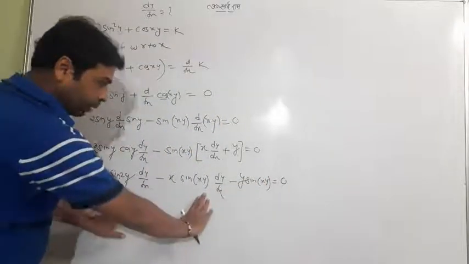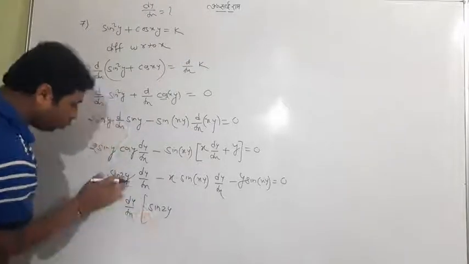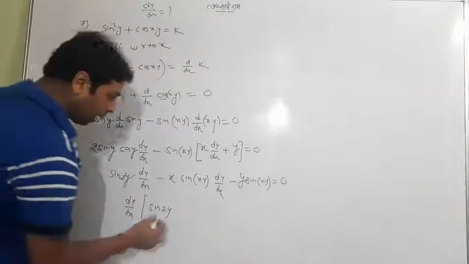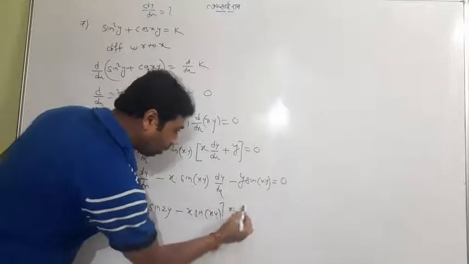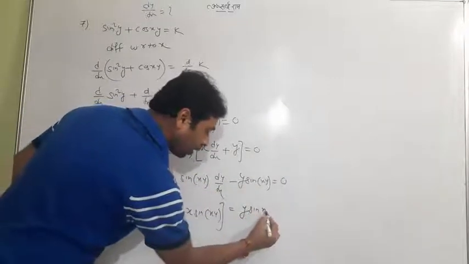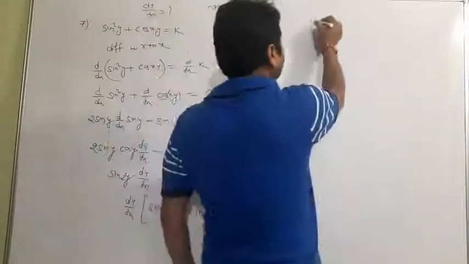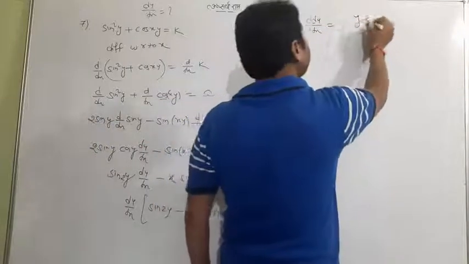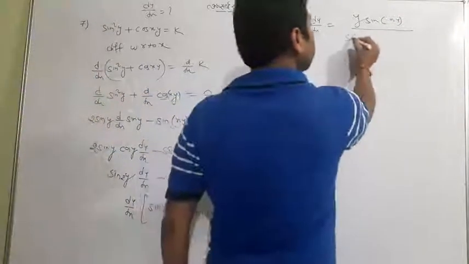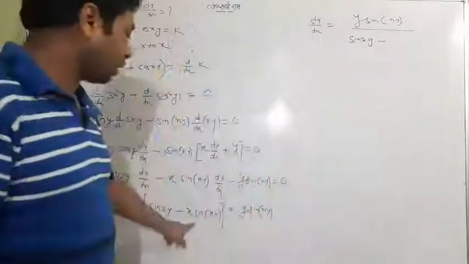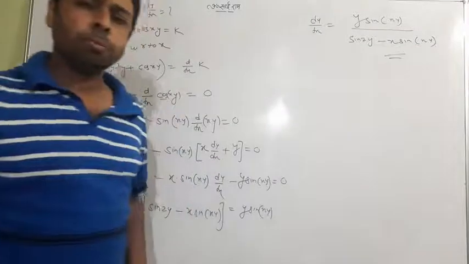Now take out dy by dx from these two. I'll take dy by dx out common. I would have sin 2y, it is not square, sin 2y minus x sin xy, and I transfer y sin xy here. What to do next? This whole term will shift to the denominator side. dy by dx will be y sin xy upon sin 2y minus x sin xy. So this is the answer. It looks like a very big answer, but it is true.